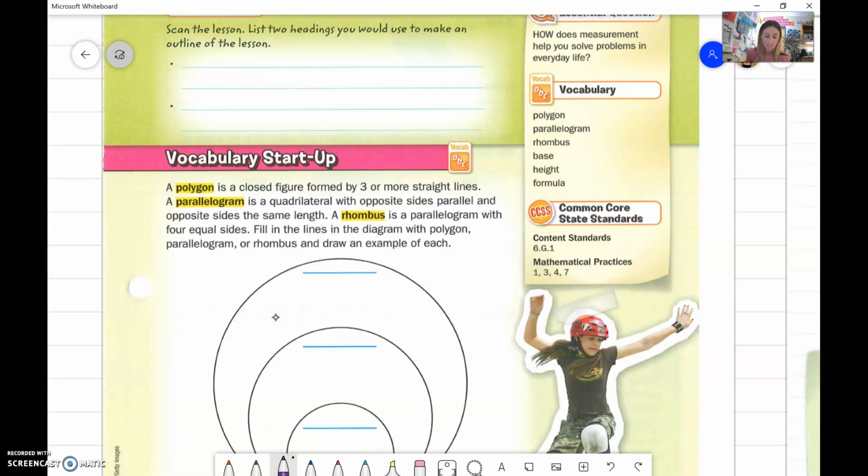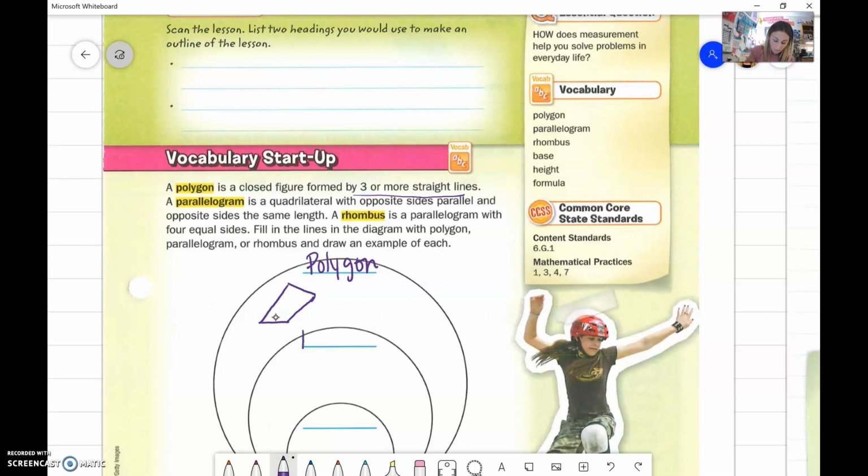Fill in the lines in the diagram with a polygon, a parallelogram, or a rhombus and draw an example of each. So we're going to go ahead and start with a polygon. So go ahead and write polygon up here. And let's reread it. It says it's a closed figure formed by three or more straight lines. So it might look something kind of like this. So not really equal sides, but just four sides that kind of connect and make a closed figure.